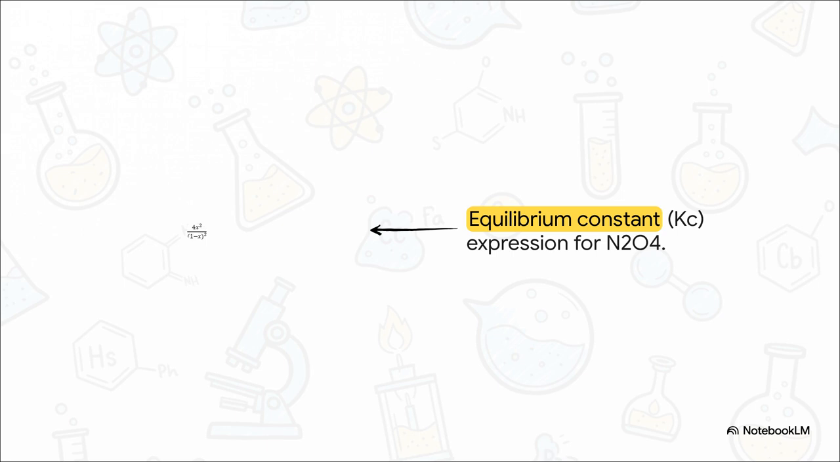So plug that into our equilibrium formula, which is always products squared over reactants. We take 2x, square it to get 4x squared, and divide it by the remaining reactant. That gives us our beautiful final equilibrium expression, 4x squared over 1 minus x.